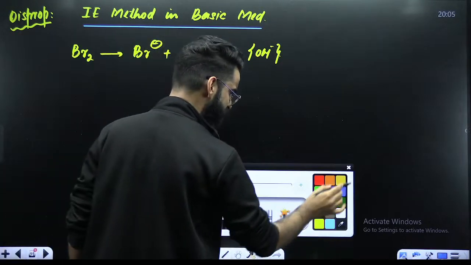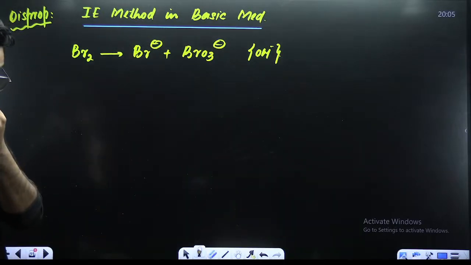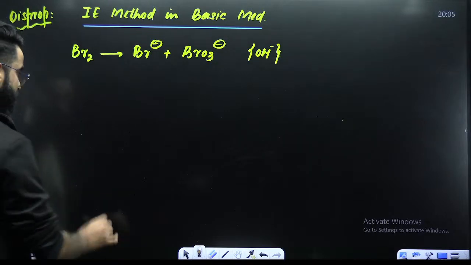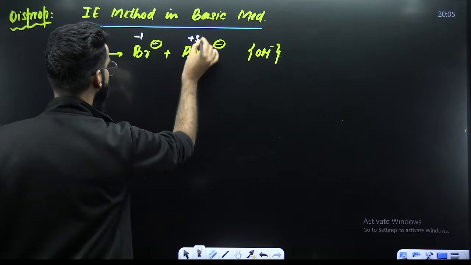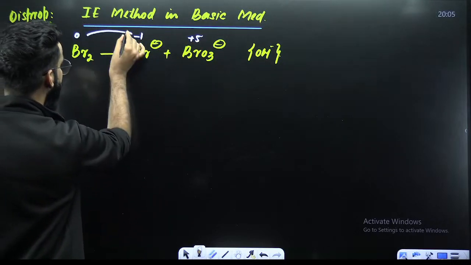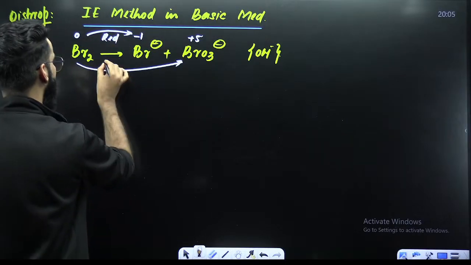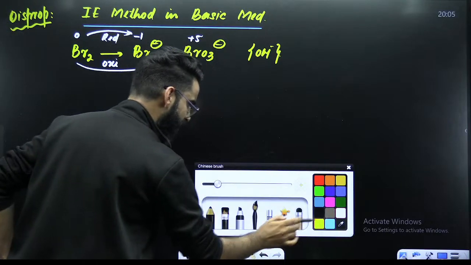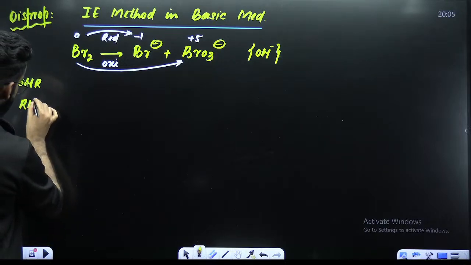Now balance this reaction with the help of ion-electron method. You should be in a position to do it. How exactly are you going to do it? Calculate the oxidation state of all the species: 0, -1 and +5. 0 to -1, decrease in the oxidation state, so reduction. 0 to +5, increase in the oxidation state, so oxidation. So I got to know my oxidation half reaction and reduction half reaction.